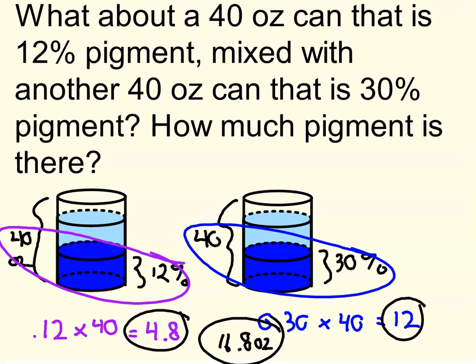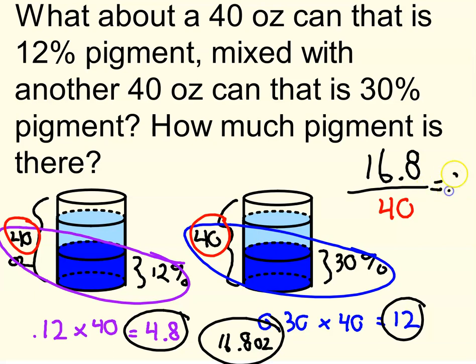Well, you may remember that there is 16.8 ounces of pigment. And how much paint? Well, remember there is 40 ounces here and 40 ounces there. Okay, so what I'm going to do is say, look, there are 16.8 ounces of pigment in 40 ounces of paint, and we'll just calculate that as a percentage. Okay, so I paused the video and got 0.42, so 42% pigment.